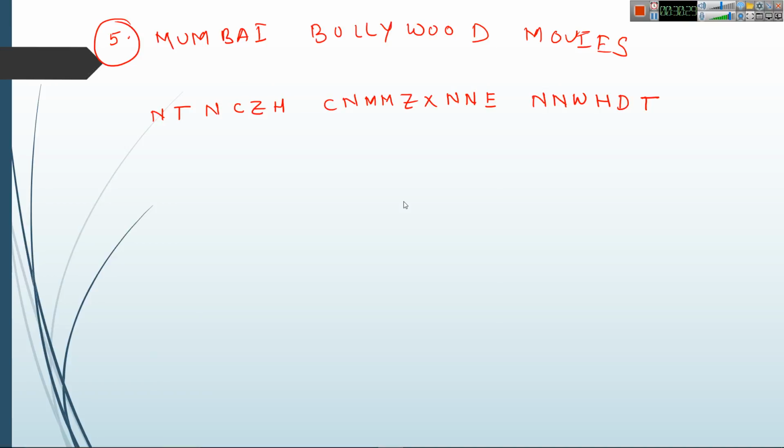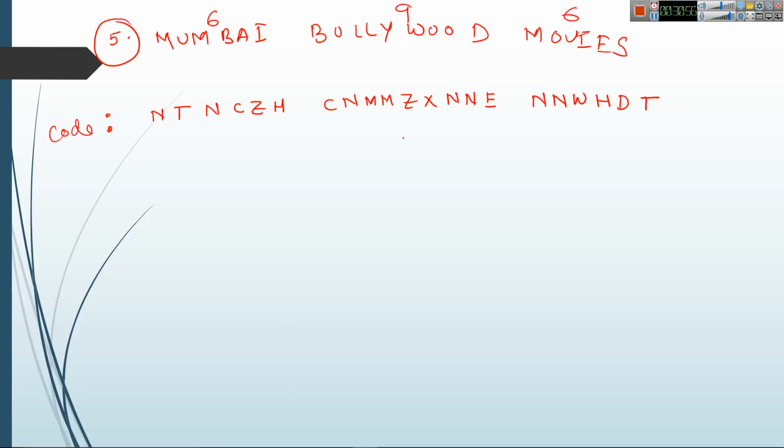The question was Mumbai Bollywood movies and the codes given were in here. So first we will begin with counting the letters in the words given in the code. So here we have Mumbai 6 letters, Bollywood we have 9 letters, and movies again we have 6 letters. And we will count the letters given in the code. This is the code.